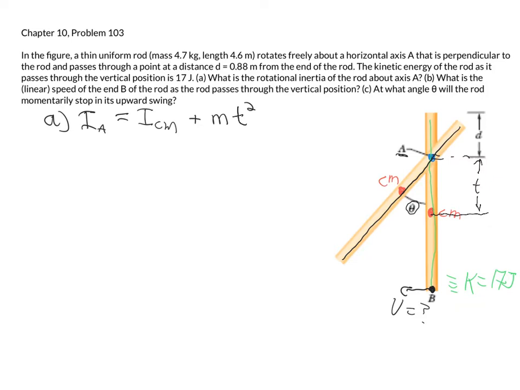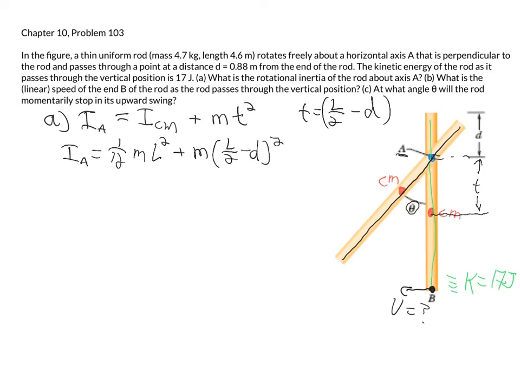Looking at our picture, t is just going to be half of the length minus d, so we can get an actual number for t to plug in. When you find your inertia of the overall rod through the axis at point A, it should be I of the center of mass, which for a thin rod is 1/12 m L squared, plus m times t squared, where t is L over 2 minus d, quantity squared. That would give you your new moment of inertia.